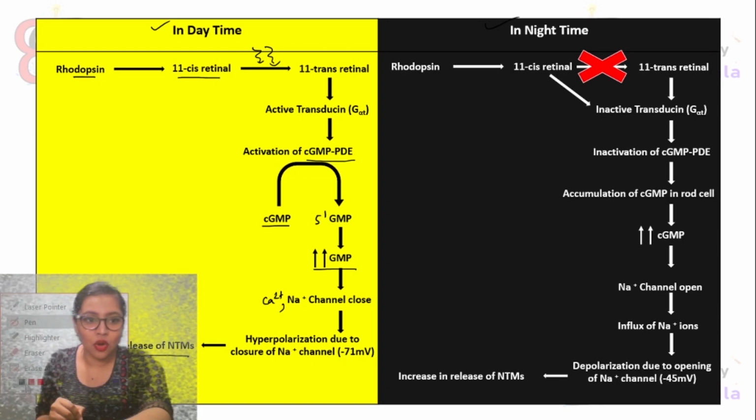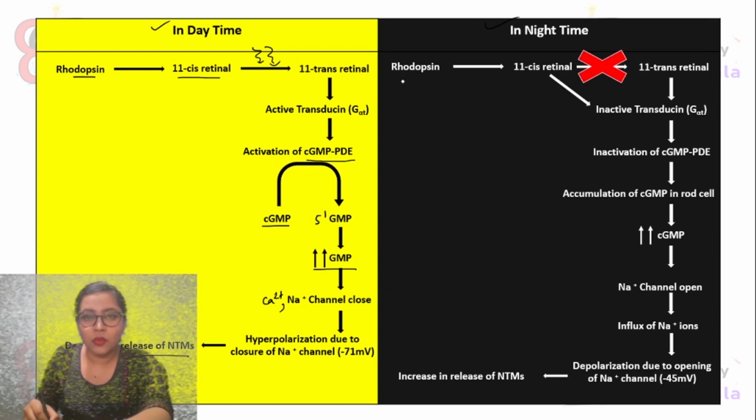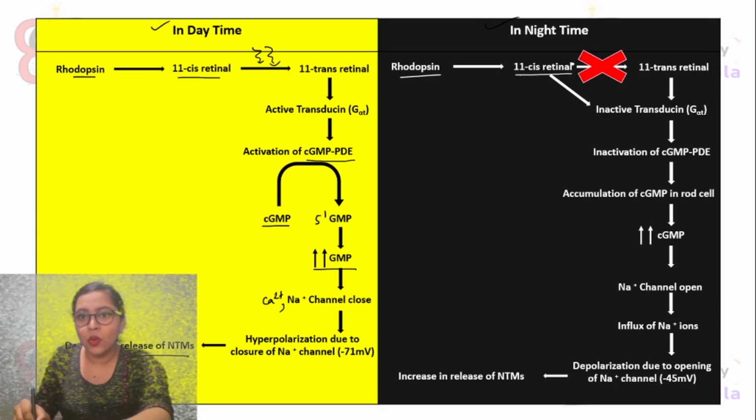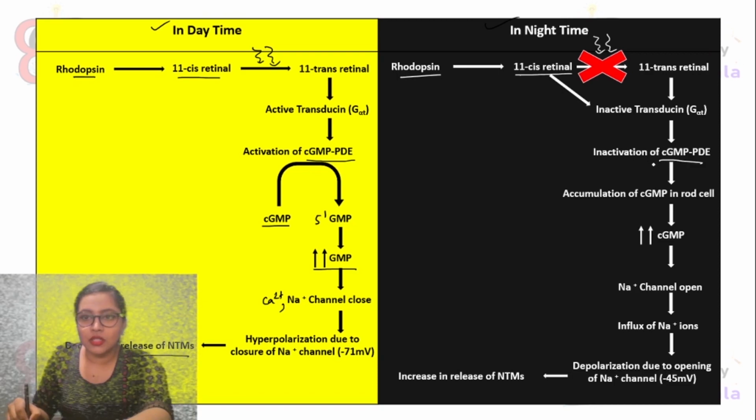And in the case of nighttime, you can see this is the rhodopsin and this is 11-cis-retinal, which cannot be activated by the photon particle because the photon particle is absent. So this 11-cis-retinal remains in its inactive form, and the inactive transducin further cannot activate the cyclic GMP dependent PDE. So this inactivated cyclic GMP PDE further cannot form 5' GMP from cGMP.